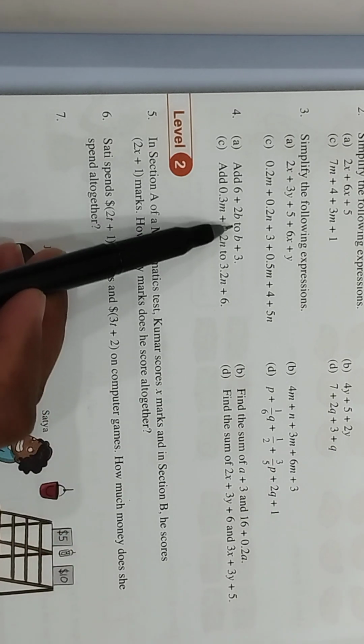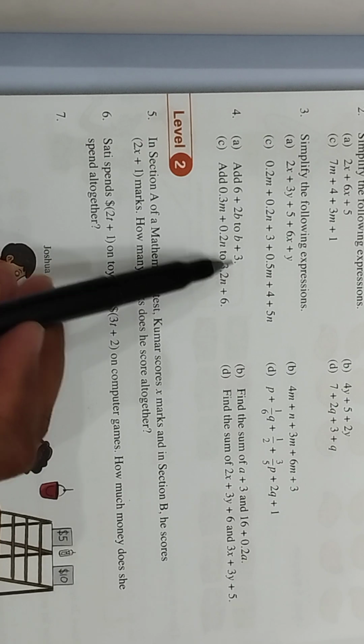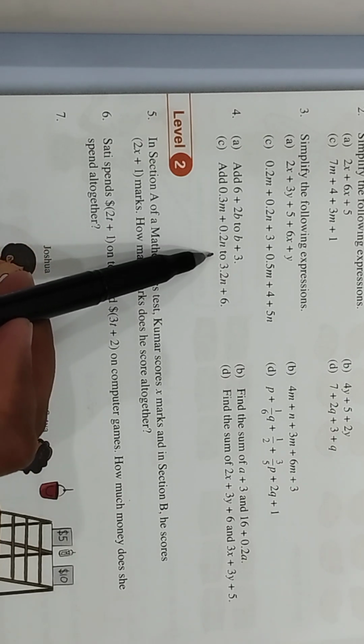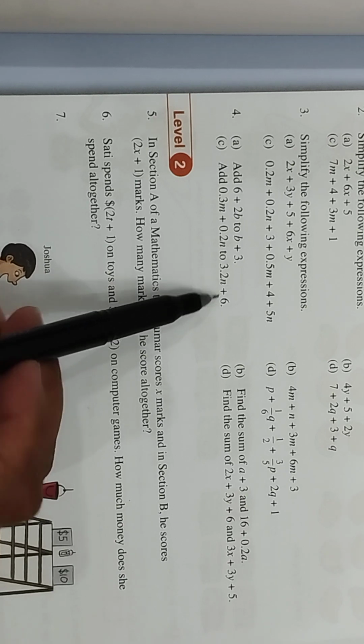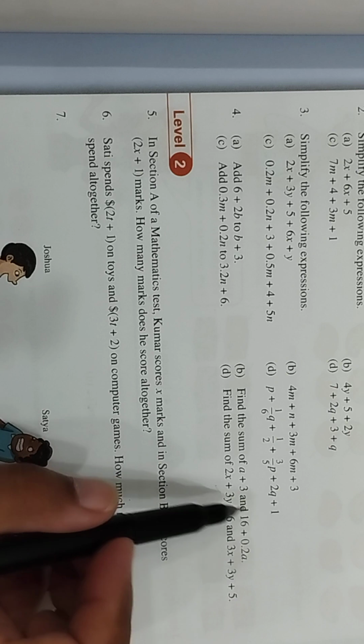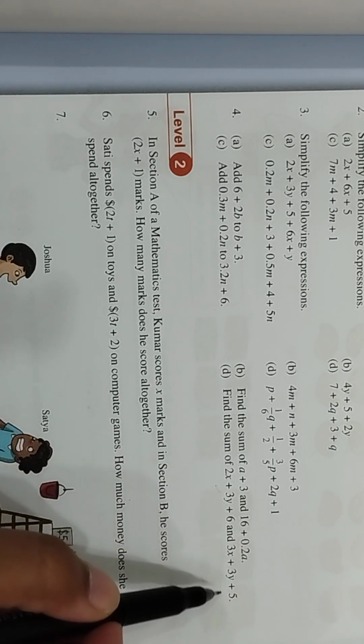For example, this question has 6 plus 2b to b plus 3, so you have to add 6 plus 2b to b plus 3, and here you have to add 0.3m plus 0.2n to 3.2n plus 6, and here you have to add a plus 3 to 16 plus 0.2a, and here you have to add 2x plus 3y plus 6 to 3x plus 3y plus 5.